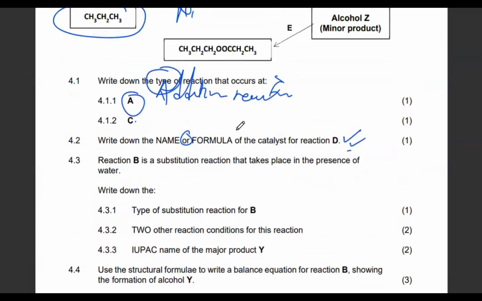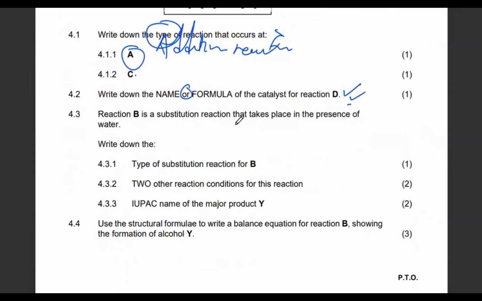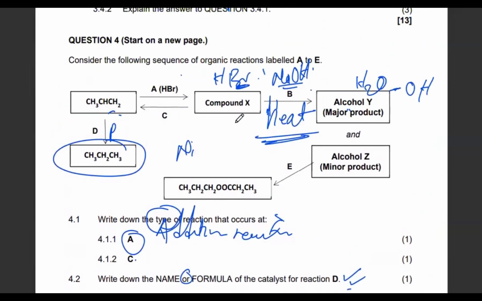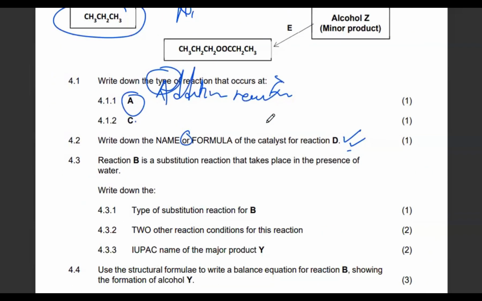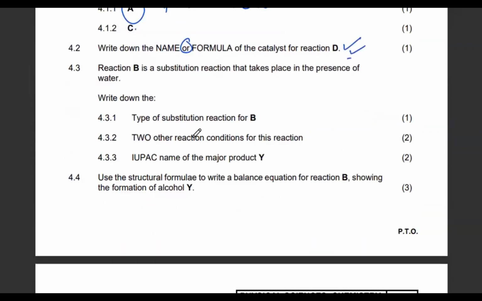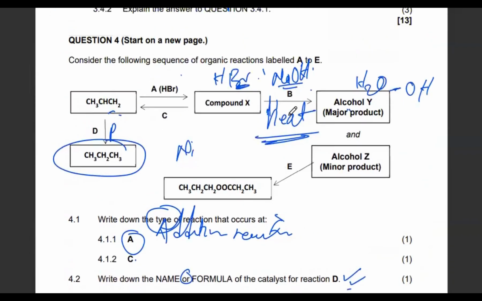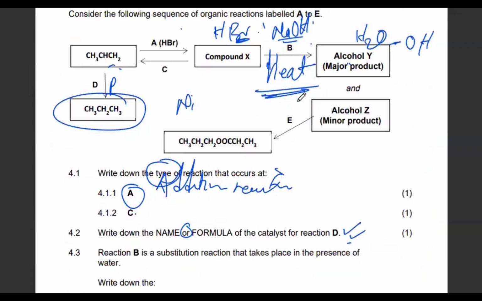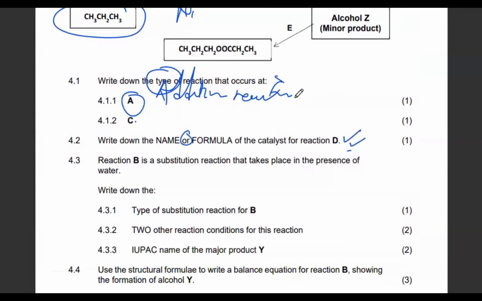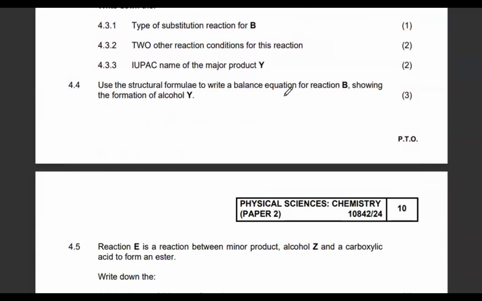Write down the type of reaction that takes place at B. So if you look at B, we have seen that one. The type of reaction that takes place at B, you have seen that it is hydrolysis. Then they say name two other conditions. You have seen that it is a strong base, a dilute strong base, and then heat.